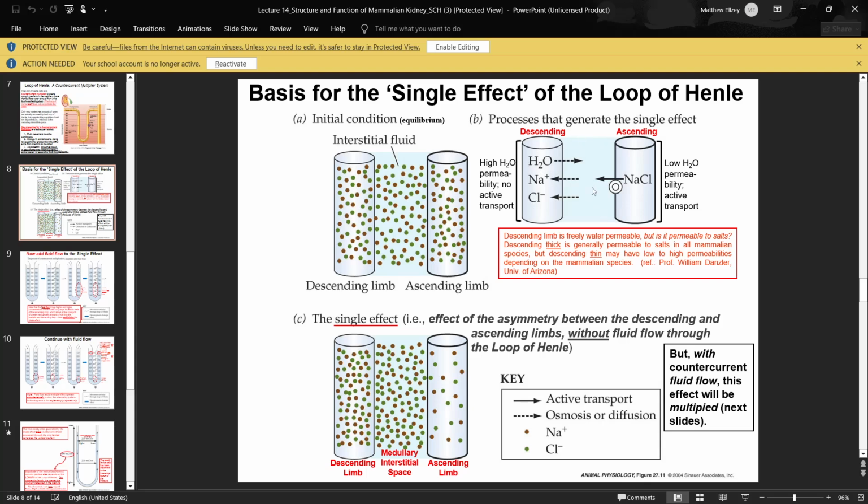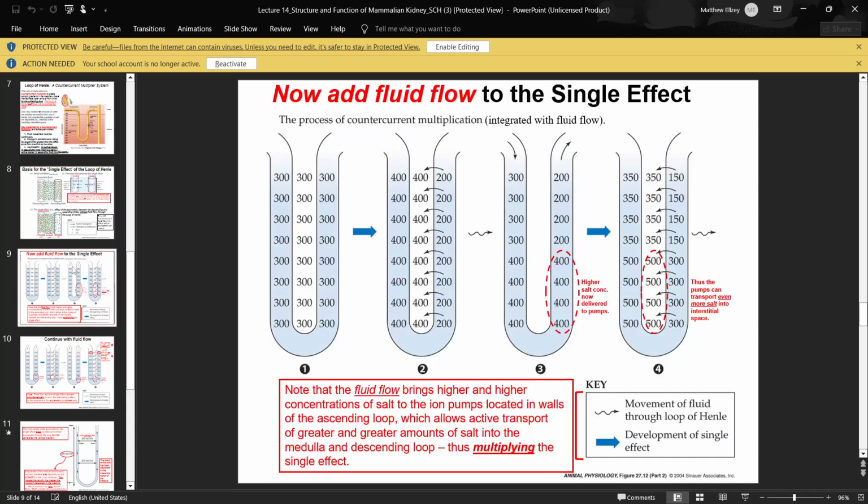So even though this is permeable to water, the water is not going to be as osmotically driven to leave the descending loop. So it's going to be a small gradient, but with countercurrent fluid flow, the effect is multiplied. The single effect is just the effect of the asymmetry without fluid flow. Countercurrent fluid flow is what actually creates the countercurrent multiplier that we were talking about.